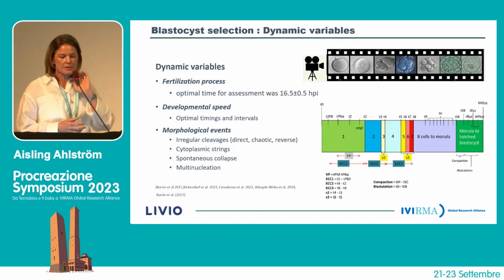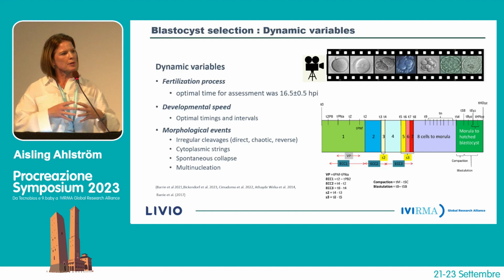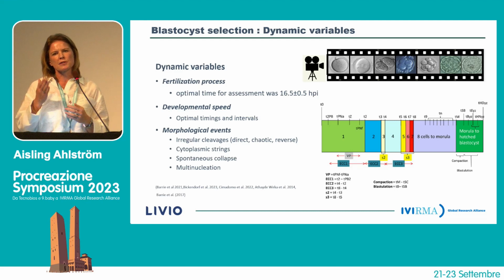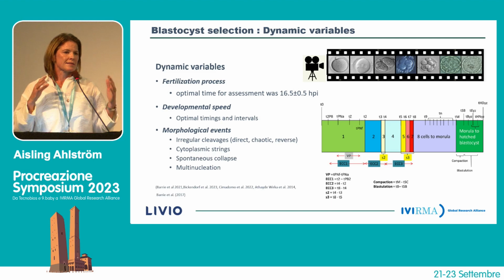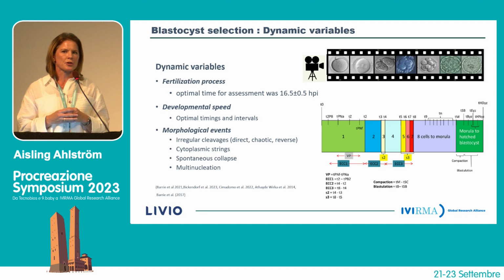When it comes to time-lapse variables or dynamic variables, looking at the whole array of timings and the different sequences of events that occur during an embryo's development, there really is a lot we can look at and a lot to evaluate that still hasn't been totally evaluated. But we're able to measure these timings of events and determine whether or not they're important. And we're also now able to define new morphological events we weren't able to see before.